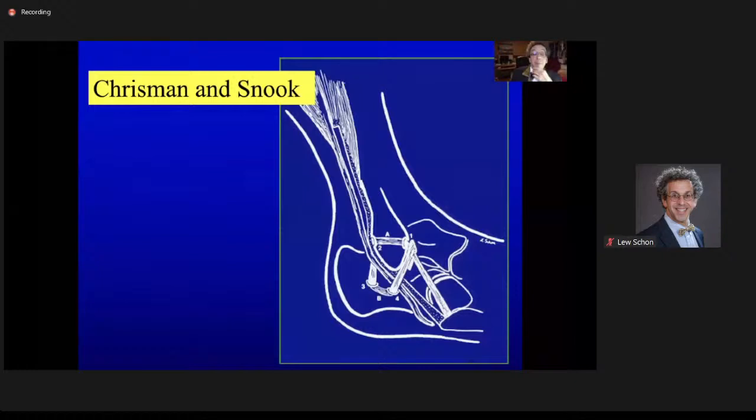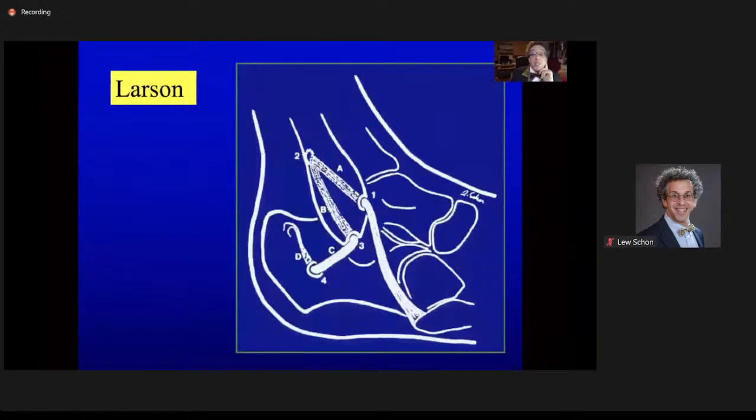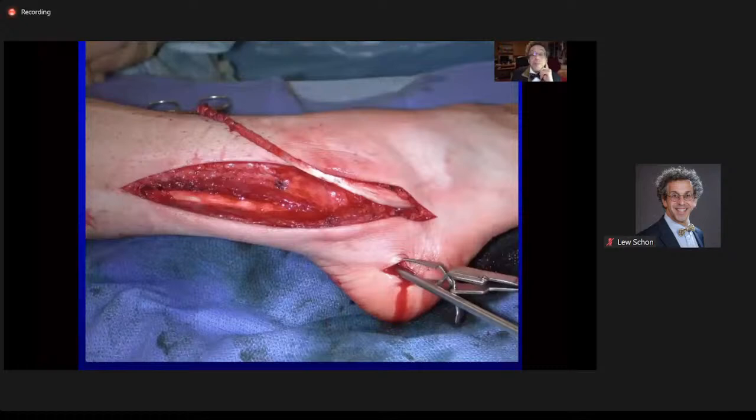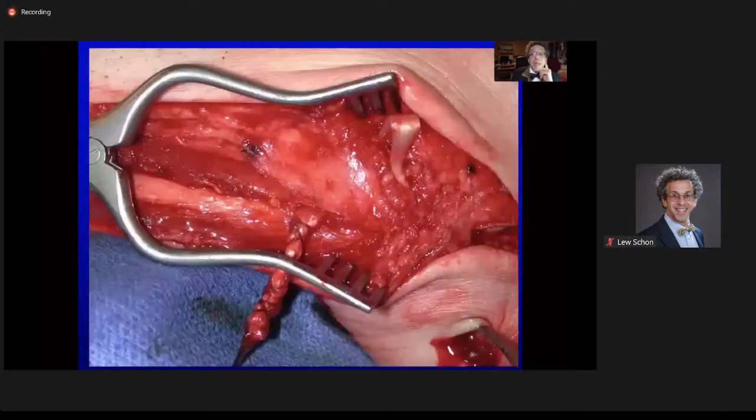Now, what if they have hypermobility? Well, then we may choose to do a non-anatomic reconstruction. And there's the Chrisman-Snook and there's the Larsen. These are two different techniques for weaving the peroneus brevis through the bone. And here you can see I'm pulling it through the fibula. And this is half the peroneus brevis, not the whole.